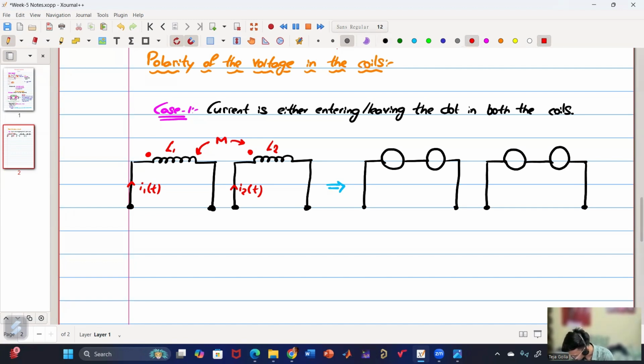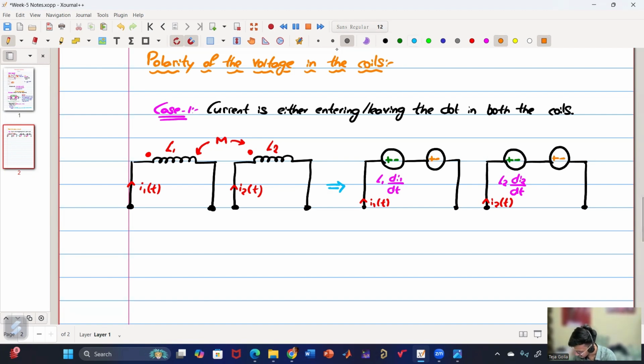The current was initially entering like this, I1 of t, and this is I2 of t. I will use two colors, green for the self inductance. As the current is entering the left side, this will be plus, this will be minus. Here also this will be plus, this will be minus. So now this will be L1 di1 by dt, and this will be L2 di2 by dt. Because the current is entering or leaving the dots in both the cases, the mutual inductance polarity will also be the same. So if this is plus minus, this will also be plus minus.